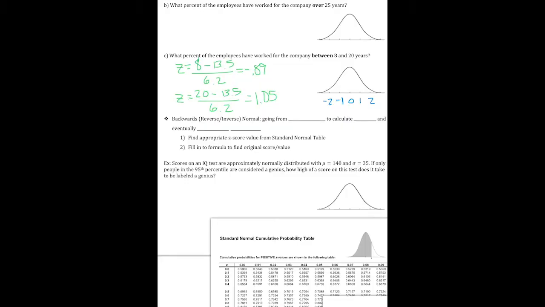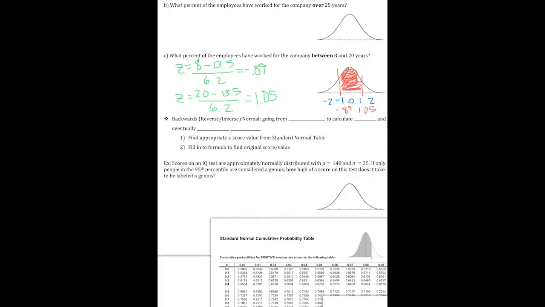So we're at 0, 1, 2, -1, -2. So we have our first z-score of -0.89 and our second z-score of 1.05. And we're looking for in between, so between 8 and 20 years. Right. And just like on the other examples, once we find our z-score, we're able to look at our chart values. When you do the chart values for an in-between, you want the larger chart value minus the smaller chart value. If you did it the opposite, you'd end up with a negative percentage, and we don't want that.